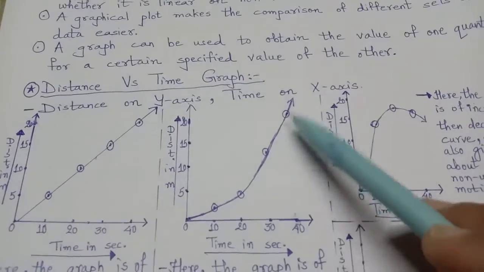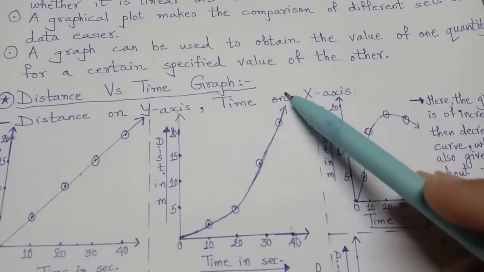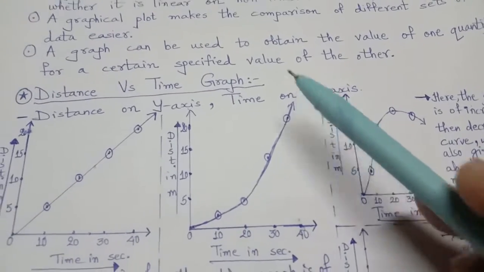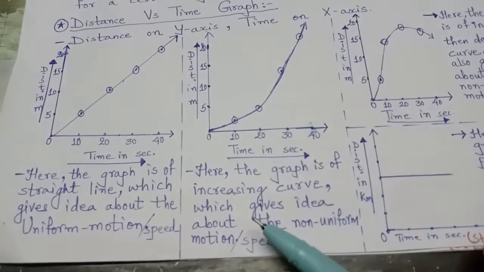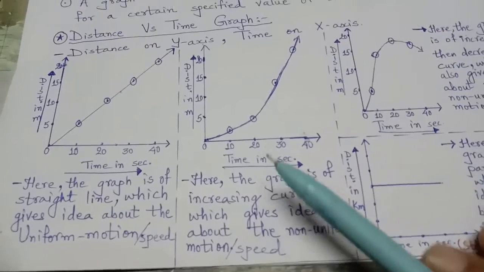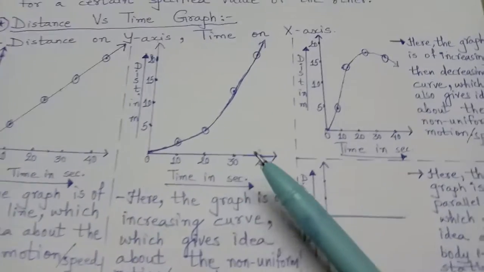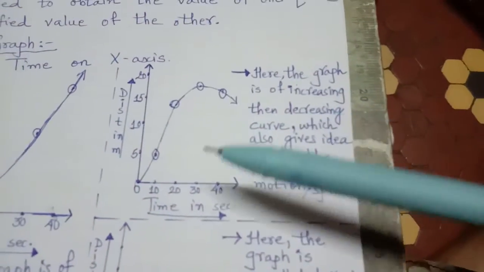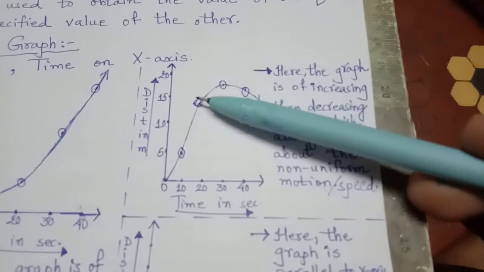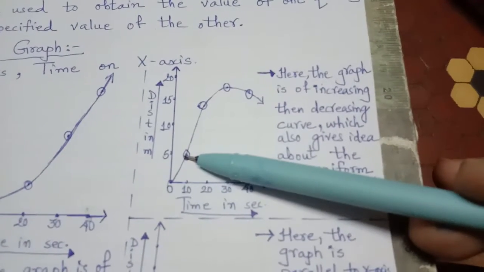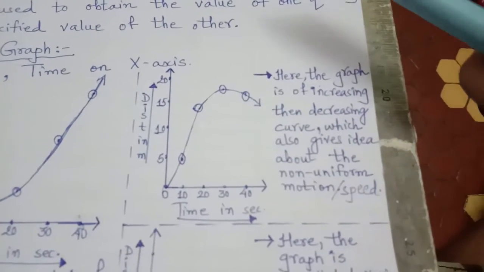It is changing, it is not uniform. Though the motion is increasing, it is increasing speed but non-uniform. So the graph here is giving information that it is an increasing curve but not uniform, which gives an idea about non-uniform motion, non-uniform speed. But here you can see first at 10 seconds 5 meter, at 20 seconds directly 15. So first 5 meter and then 5 to 10, 10 to 15, directly 10 meters.